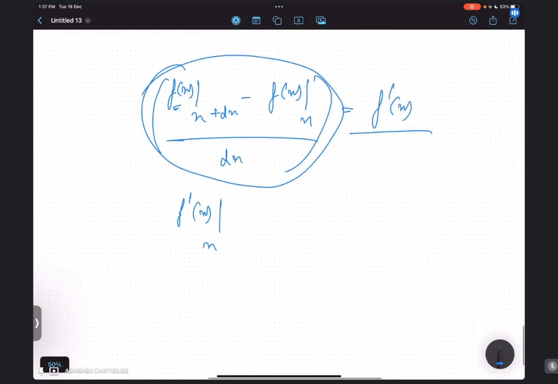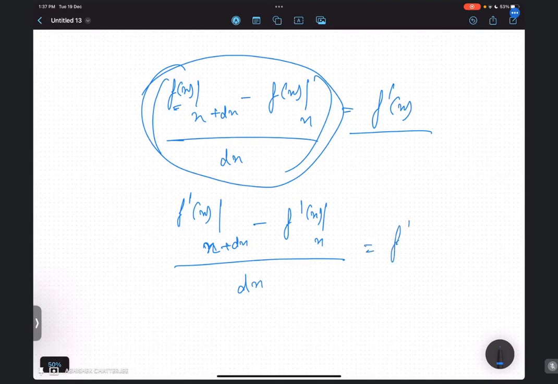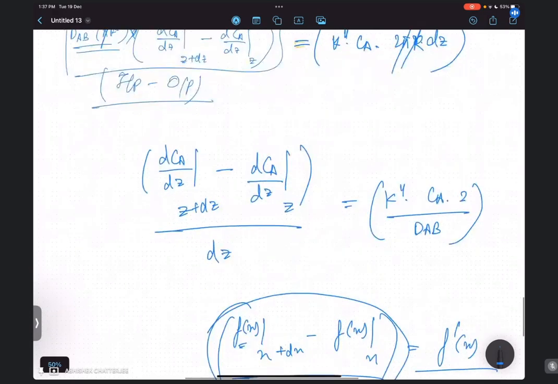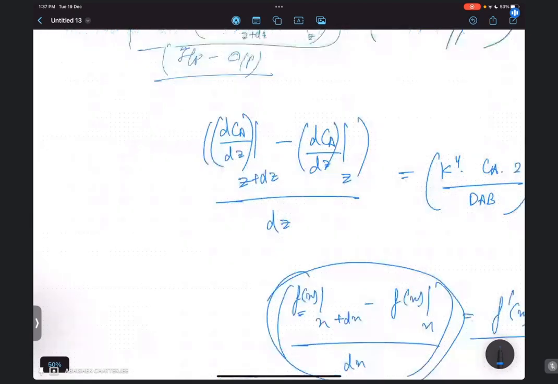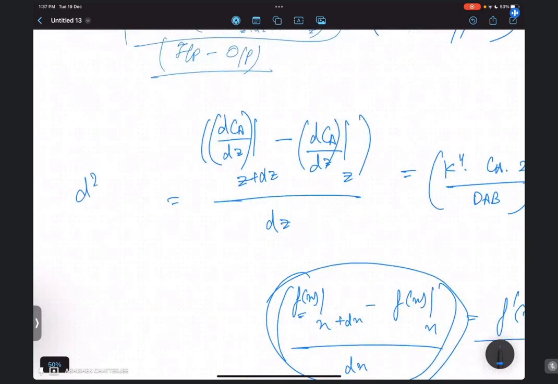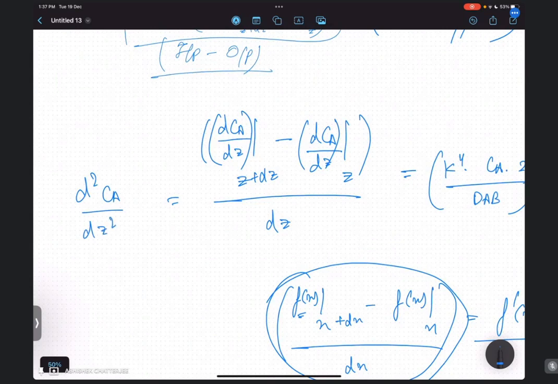Suppose you are having f dash of x at x plus dx minus f dash of x at x, and divided by dx, so this will be what? f double dash of x, isn't it? Here, in place of f of x, we are having dCA by dz. So this will simply be equal to d square CA by dz square, just the derivative of this dCA by dz.